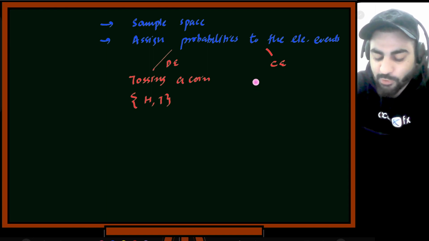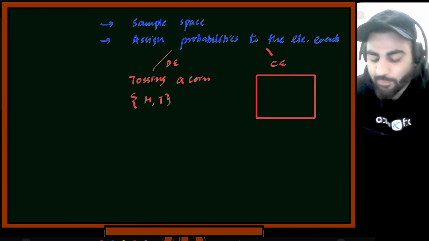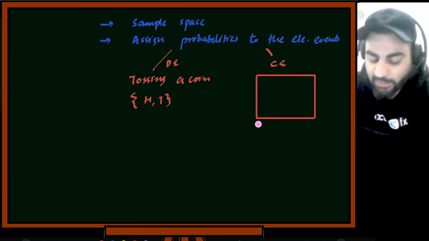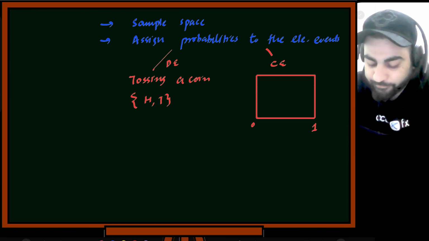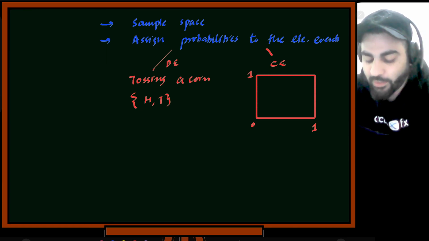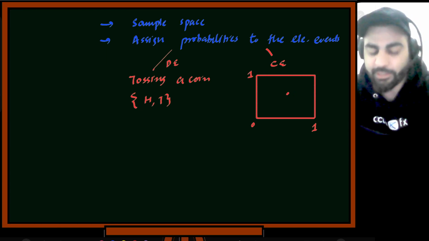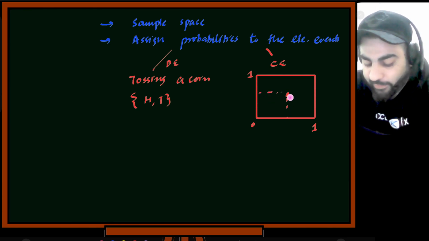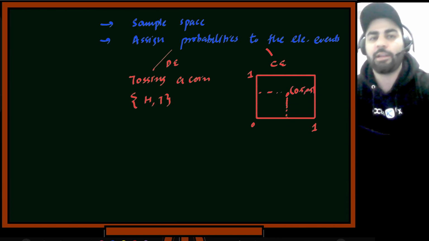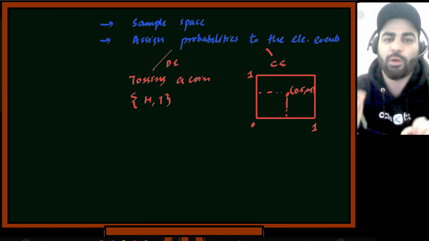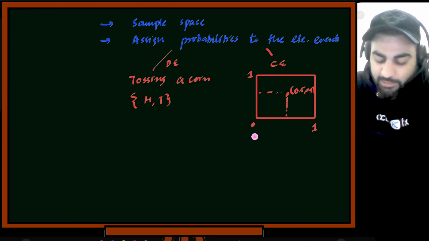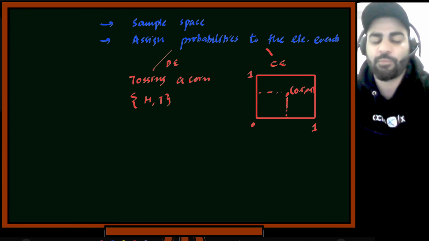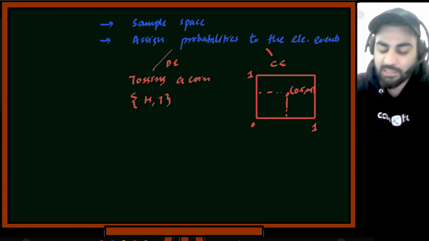I told you, suppose you are playing a game in which you are throwing a dart onto a board. Suppose this is a unit square. You can throw the dot at any point. Suppose this point is 0.5, 0.5, so the x-axis is 0.5 and the y-axis is also 0.5. Here you cannot assign probability to one particular point. The probability that the dart will hit this point is actually 0 because there are infinitely many points.